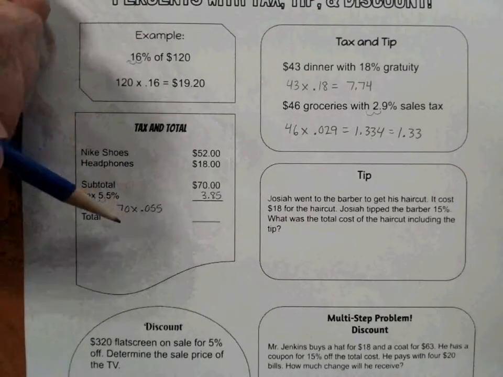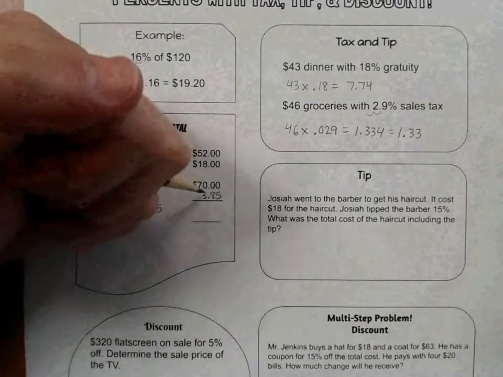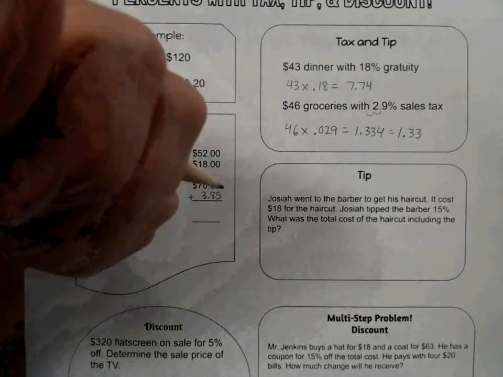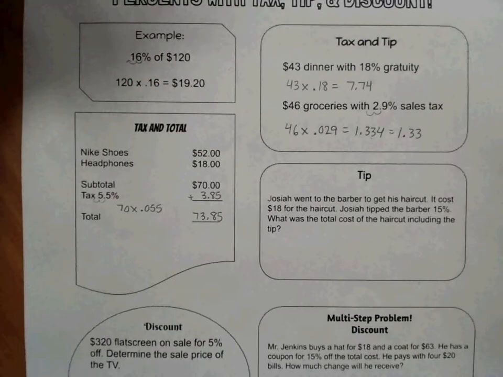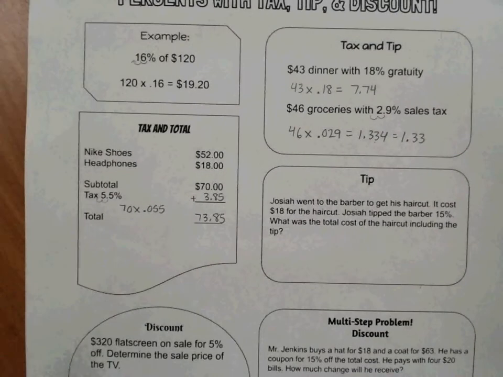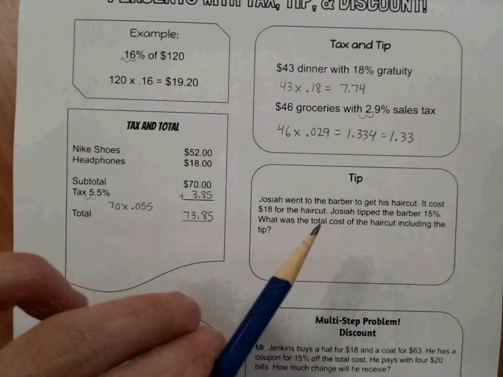So now that you know your tax, you can get your total that you're going to be paying there at the register by adding these two together. When you add that, you get your total of $73.85 for that total.